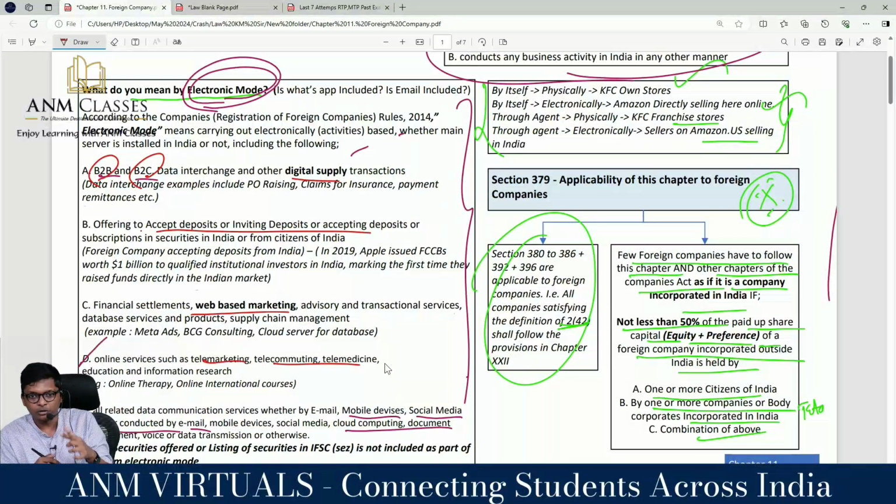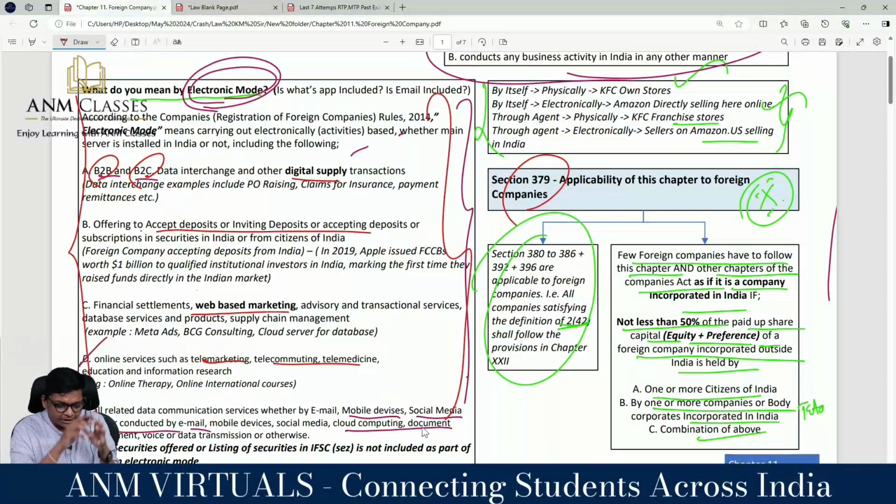Now today I told you we're going to discuss some 16 questions. In those 16 questions, 10 questions are from this page. 10 questions will ask about Section 379 applicability and what all electronic mode includes. That's why we spent a lot of time yesterday on this.